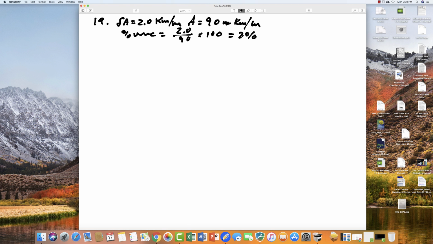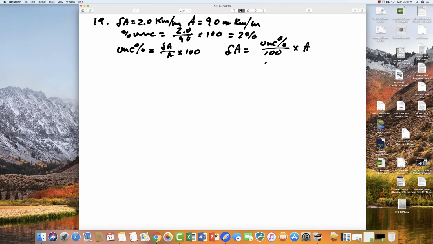The second part of the question says if it has the same percentage of uncertainty when it reads 60 kilometers an hour, what is the range of speeds? So it's asking for delta A if A changes to 60 and this stays the same. And so we're looking for delta A now. And we remember the formula is the percent uncertainty is equal to delta A over A times 100. So delta A is going to equal the percent uncertainty divided by 100 times A.